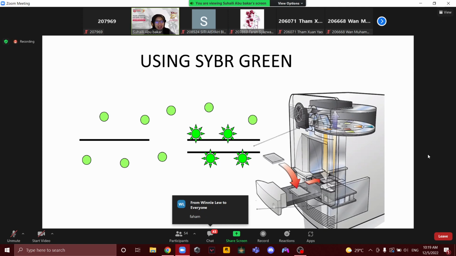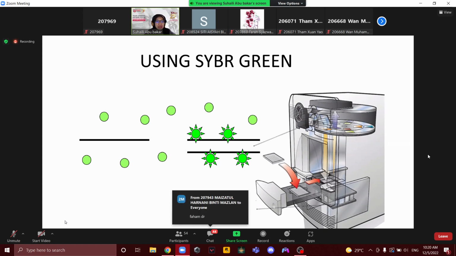Okay, imagine in a real experiment, we still get the black one. Yes, because SYBR Green loves to bind to double-stranded DNA. Whenever it sees double-stranded, it binds, double-stranded, bind, double-stranded, bind.